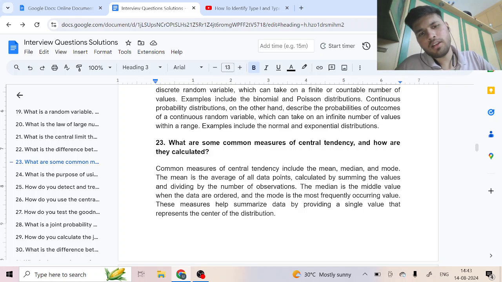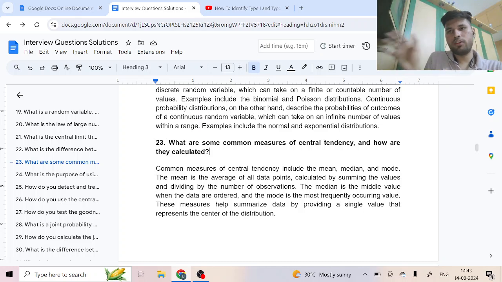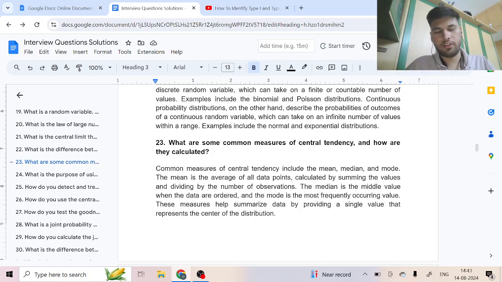So this is the mean, and the median is the middle value of the observations. Before calculating the median, we have to do one thing: sort the observations in ascending order. This is the trick behind calculating the median.